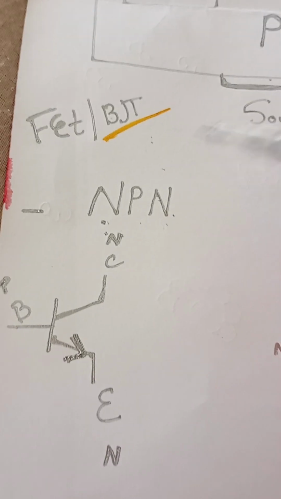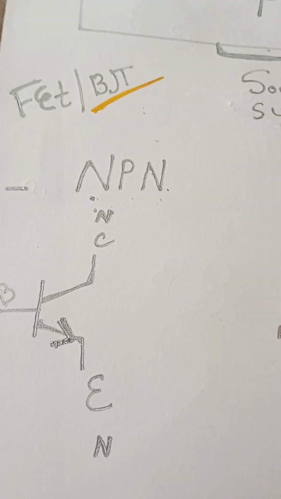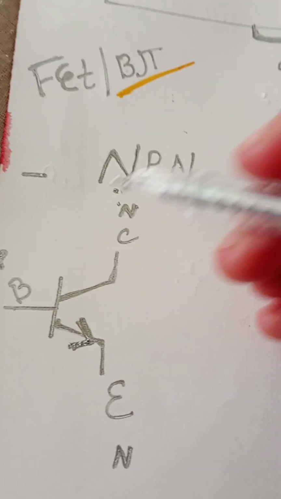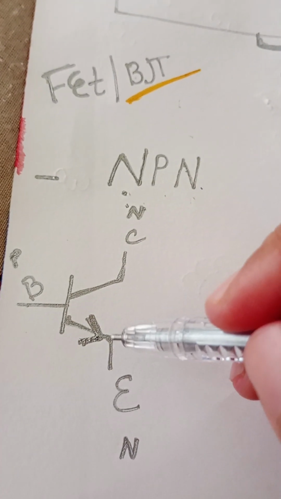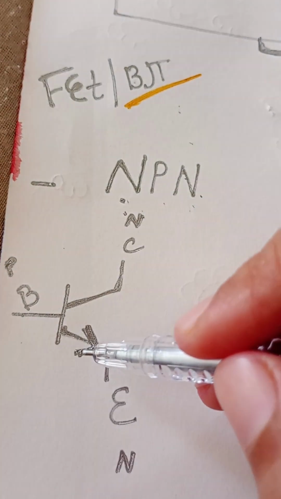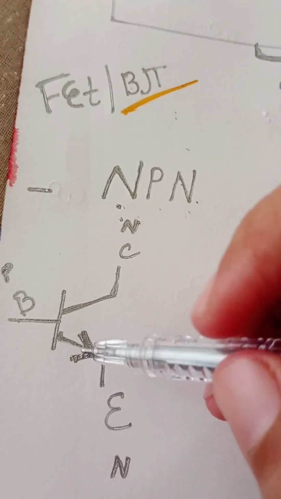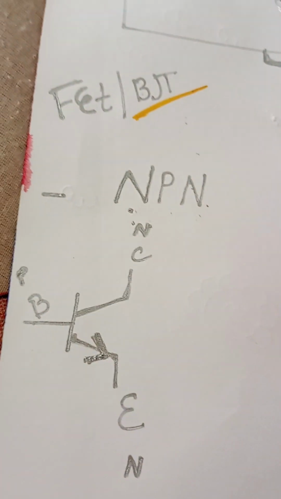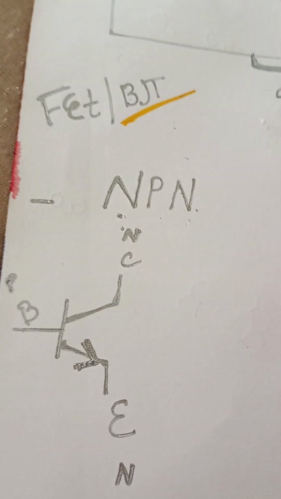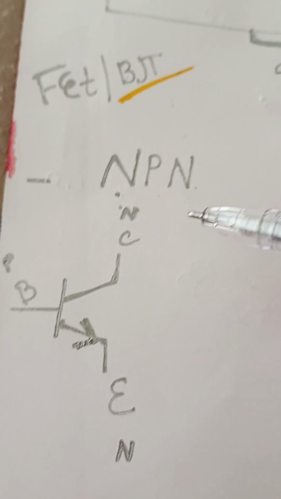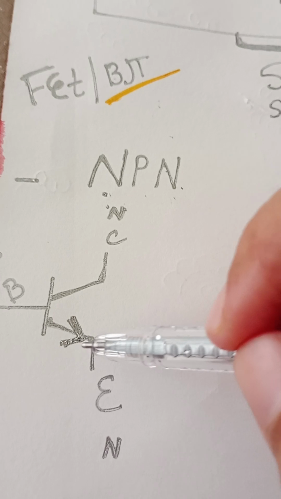As a reminder, N means negative, which is electron, but for the arrow you could say no entry. There is no entry inside, so you are going outside. If you are going outside, no entry, so it starts from the N. If you want to remember, you can remember it like that. So in an NPN transistor, the arrow would be on the outer side.